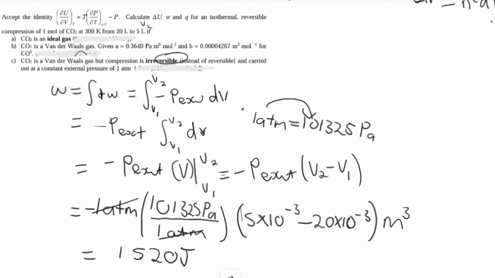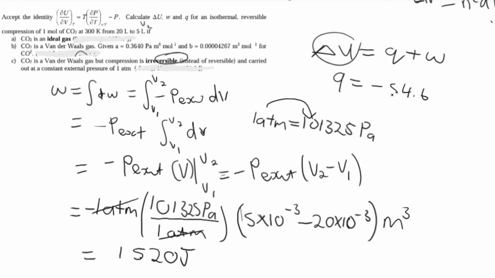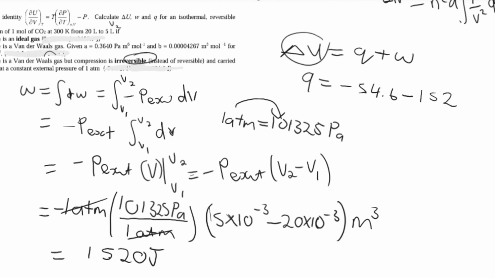But now the Q, we say delta U is the same as what? Is the same as Q plus W. So that our Q is going to be our delta U, that is minus 54.6 joules. And then we subtract W, that is that one that we calculated here. Okay, and then we just substitute there. We substitute 1520 joules. Okay, and then we put like this, and then our Q turns out to be what?